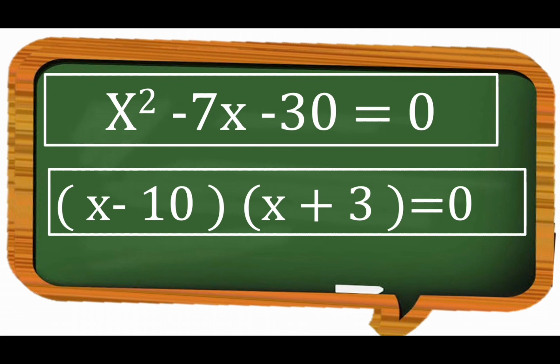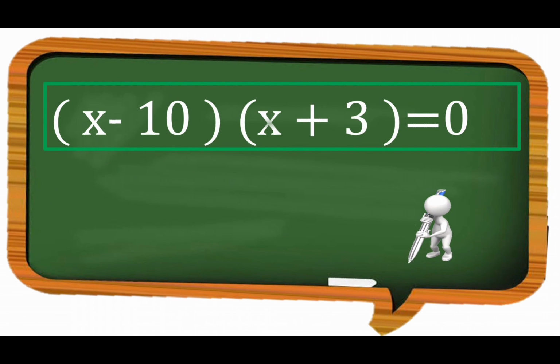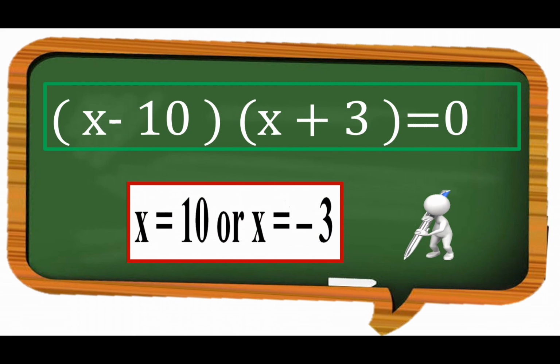To find the value of x, we need to factor x squared minus 7x minus 30 is equal to 0. So the factor of the given equation is the quantity x minus 10 times the quantity x plus 3. Next, we're going to find the value of x. So the value of x is x equals 10 or x equals negative 3. So we're going to use x is equal to 10.